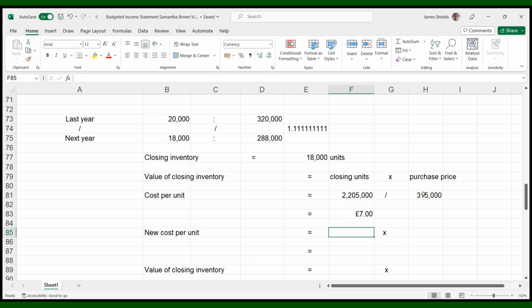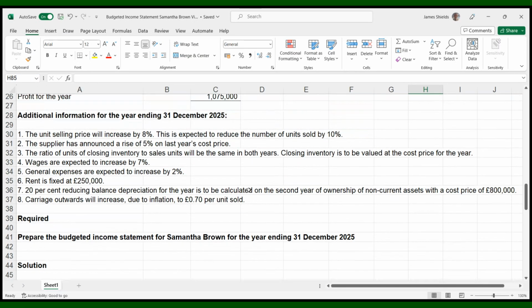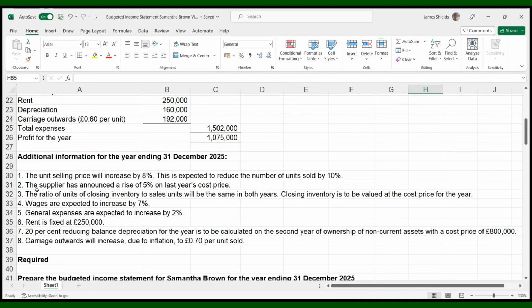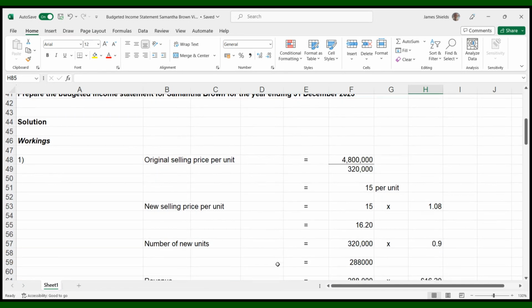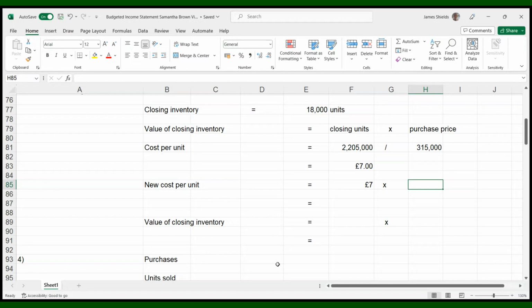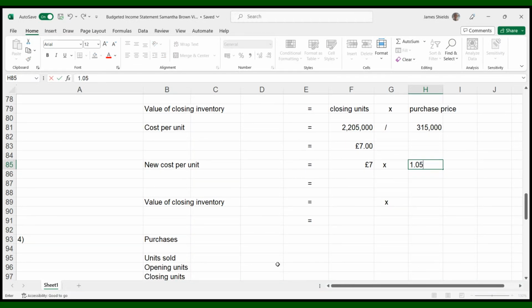That gives me a cost per unit last year of £7. Now, I want the new cost per unit. So I'm going to start off with last year's price of £7 and go back to the information to see what it tells me to do. So this is the purchase cost, the supplier's cost. The suppliers announced a rise of 5% on last year's cost price. So it's gone up by 5%, we're going to times by 1.05. So the new cost per unit is going to be £7 times 1.05, so it's going to be £7.35.